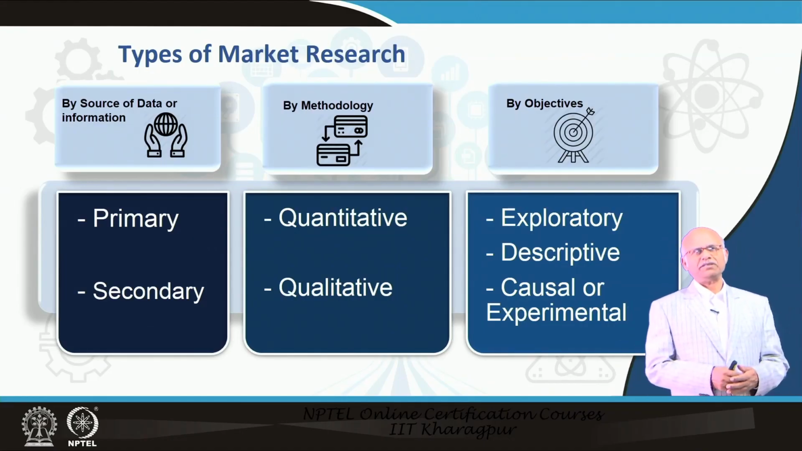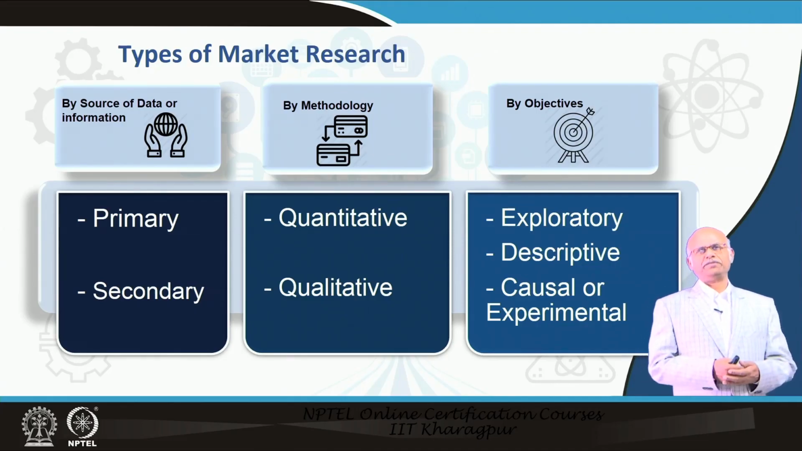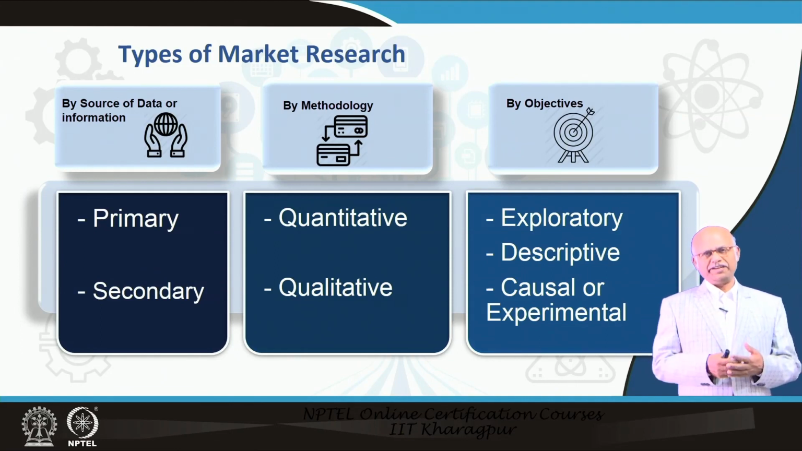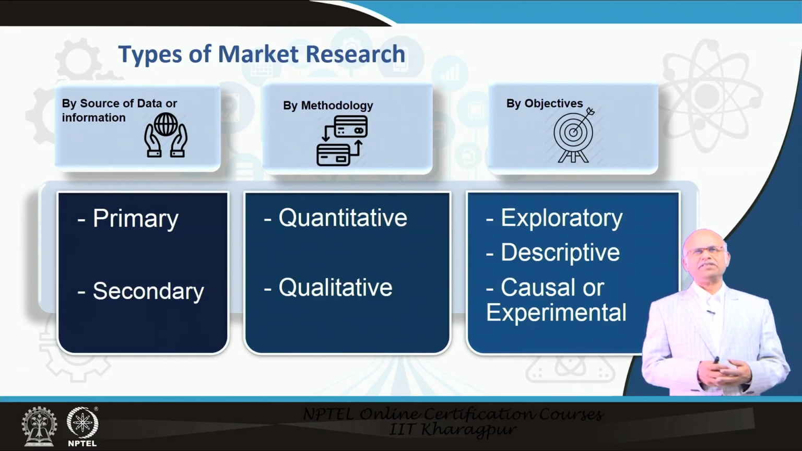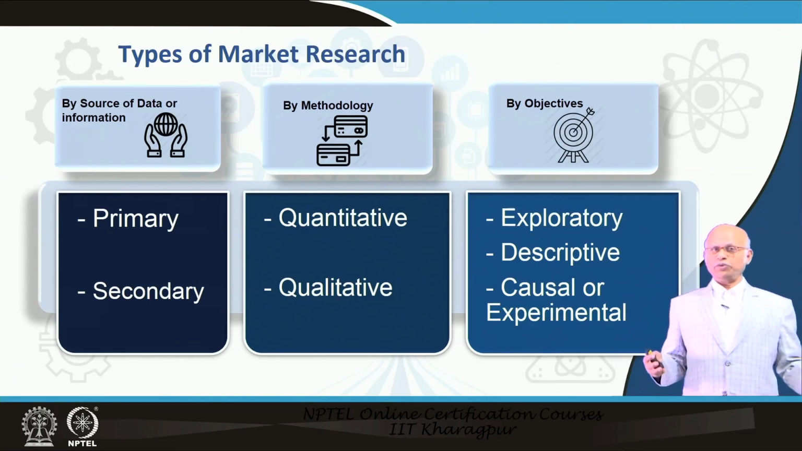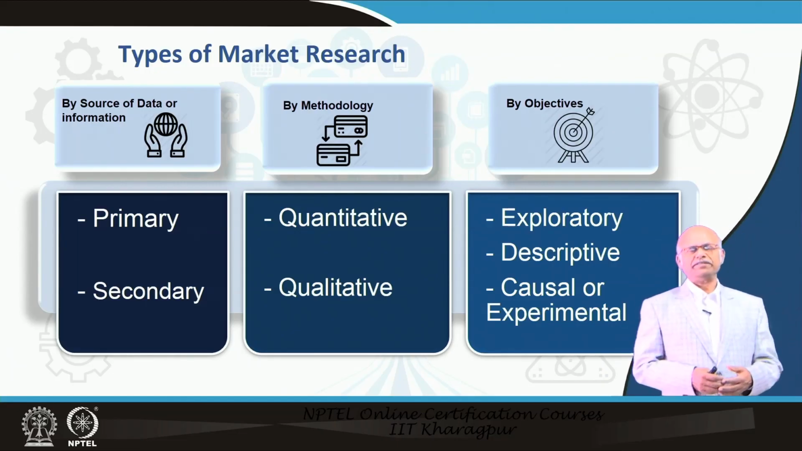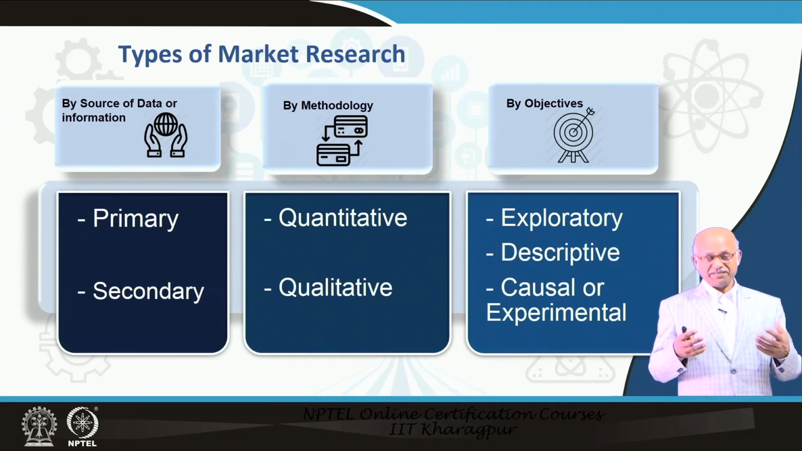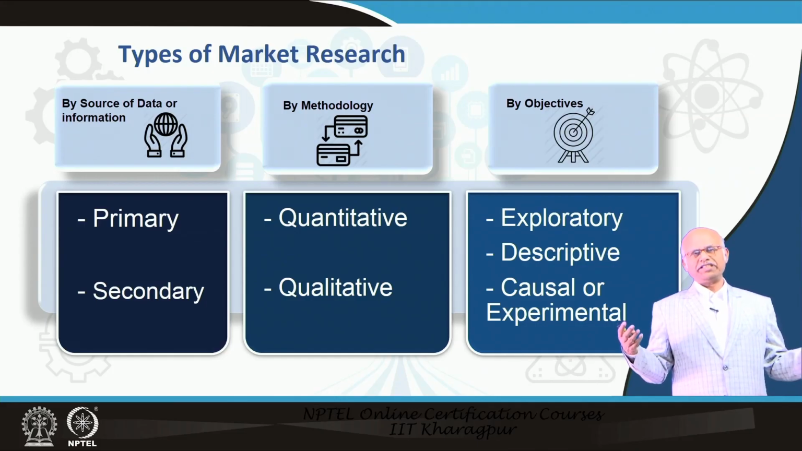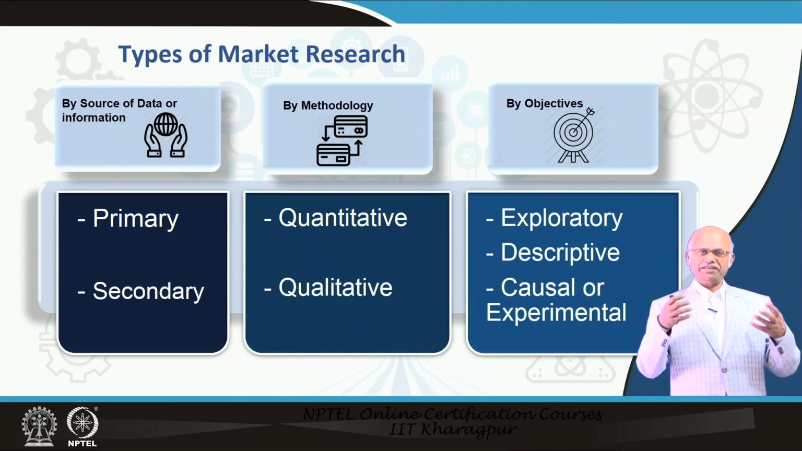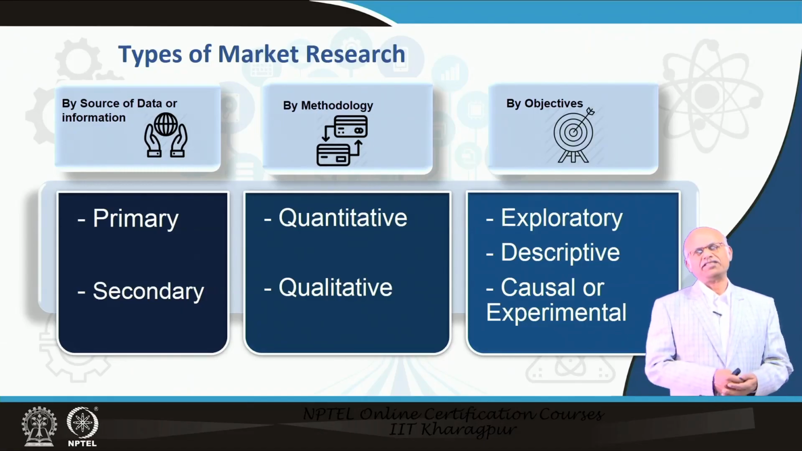Types of market research. Market research are divided into 3 particular types. One is based on source. What is the source of data is one type. What is the methodology of data collection, that is another type. What is the objective of doing the market research is another. So, by source it is primary or secondary. Primary means data are collected from the source itself. Like suppose you would like to understand how many people are interested to purchase air conditioner in the next summer.